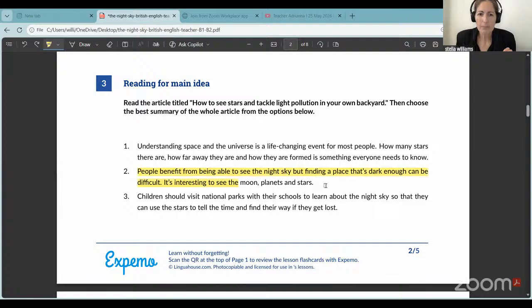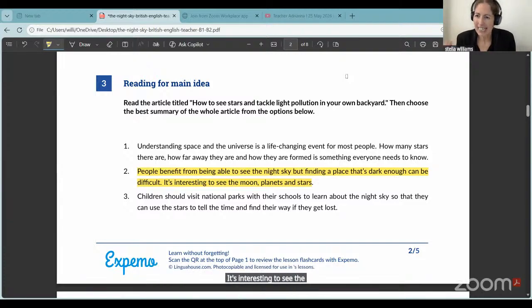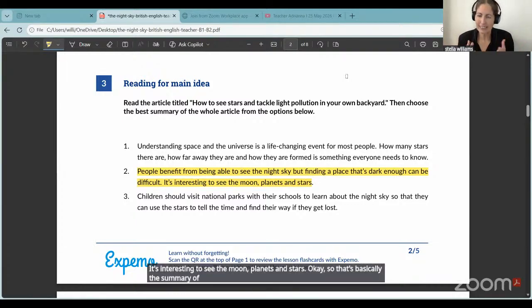And that's our summary for the article today. People benefit from being able to see the night sky, but finding a place that's dark enough can be difficult. It's interesting to see the moon, planets, and stars. Okay, so that's basically the summary of the whole article that we read today. And as Rosalba brought out, it sort of puts into perspective where we fit in, eh?